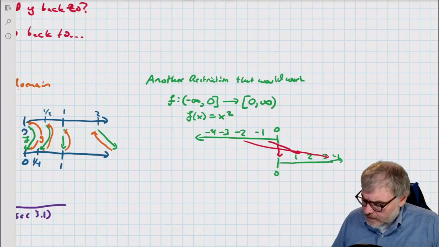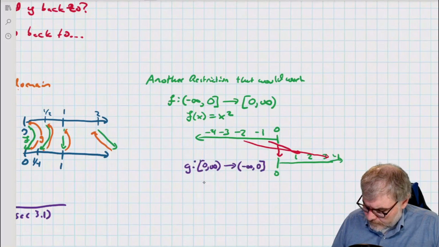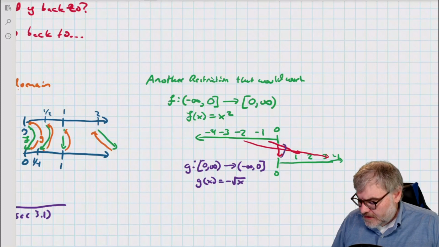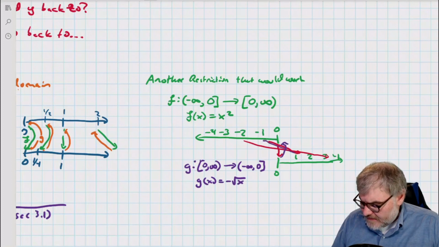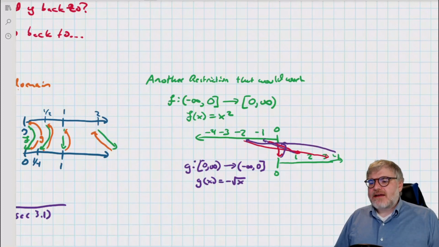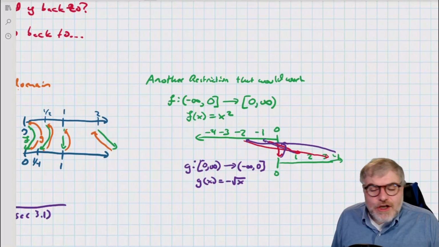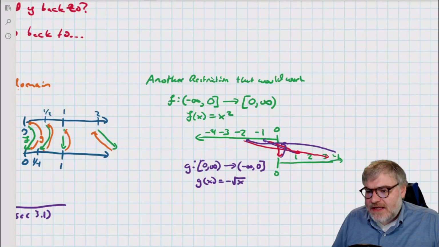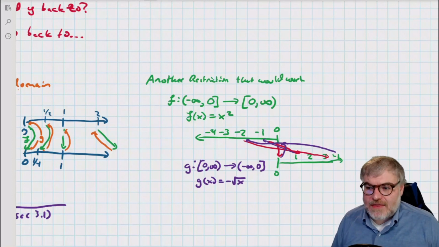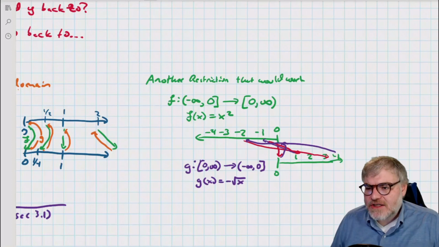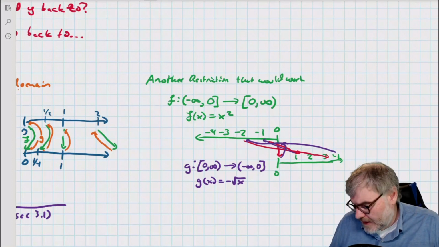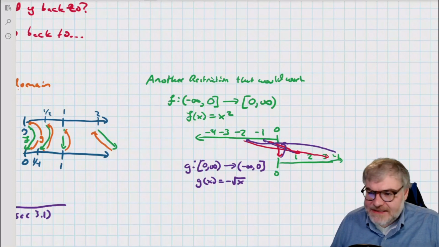Well, now I can define an inverse. I just do the negative square root of x, and I'm sending everything back to where I got it. In fact, I could have defined the square root of x. Instead of the convention, which is to define the square root of x as going from positive to positive, I could have defined the square root of x to go from positive to negative, and it would have been just fine.